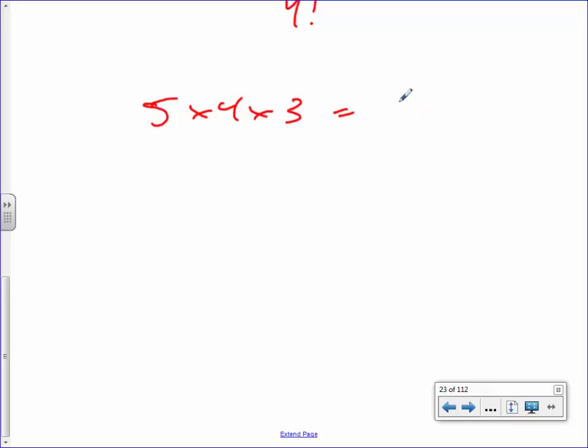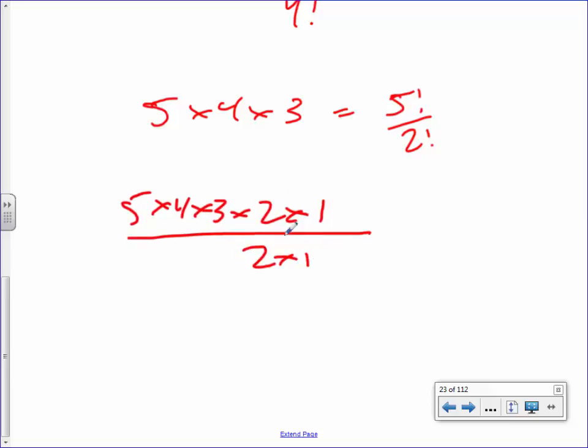You guys remember it all? Factorial over 2 factorial. Good, that's it. Or just 2? 2 would work, but 2 factorial works probably just as well. The logic behind this is really 5 times 4 times 3 times 2 times 1. And then if we divide by 2 times 1, the 2 times 1s will cancel.